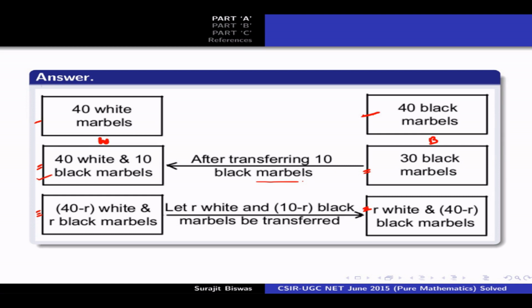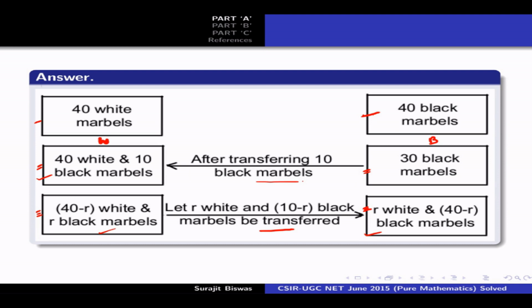And now after this stage, we are choosing 10 marbles randomly. So let's say R of these 10 marbles are white, and therefore 10 minus R would be black. So now if you transfer this R white and 10 minus R black marbles here into the black box, then in the white box we would have 40 minus R white marbles and R black marbles, and here in the black box we would have R white and 40 minus R black marbles.